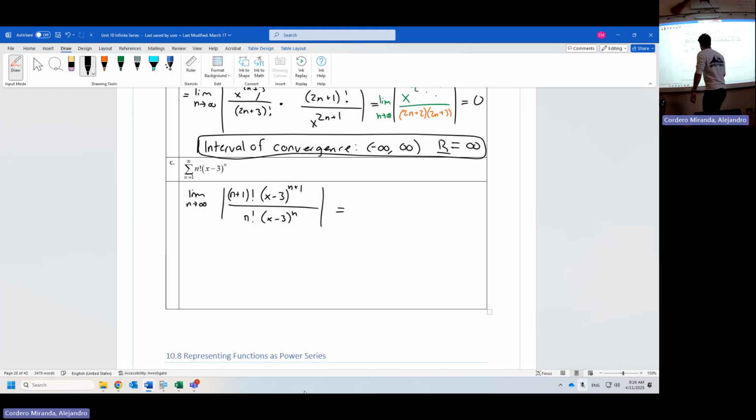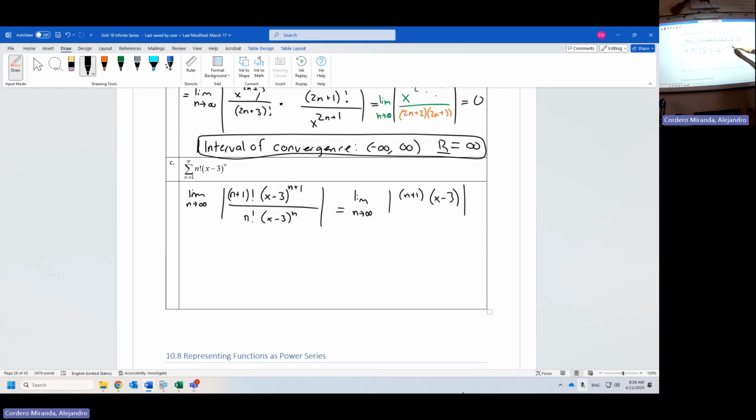And this one should be quick, I believe, because these are easy to simplify. n plus 1 factorial over n factorial. Oh, nice. x minus 3 to the n plus 1 over x minus 3 to the n is just x minus 3 on top. So we're left with nothing on the bottom.